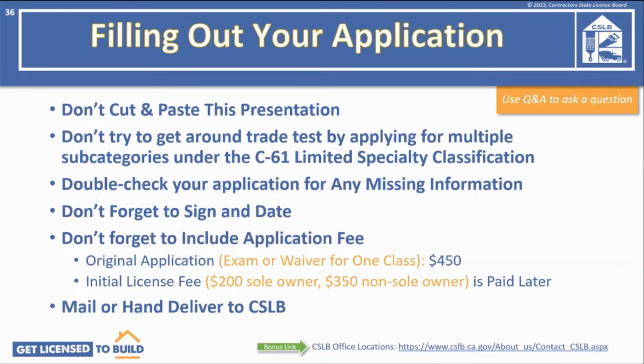Before getting it to CSLB, double check it to make sure you did not miss anything. Be sure to sign and date as well. And don't forget to include the all-important $450 application fee. You'll pay the initial licensing fee of $200 for a sole owner license or $350 for a non-sole owner license after you pass your exam or exams. Then put your application packet in the mail to CSLB or hand deliver to one of our public counters. We've got a bonus link at the bottom of the screen with our office locations.